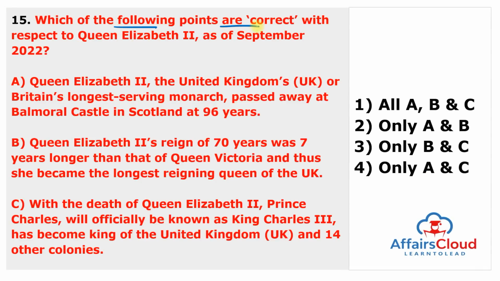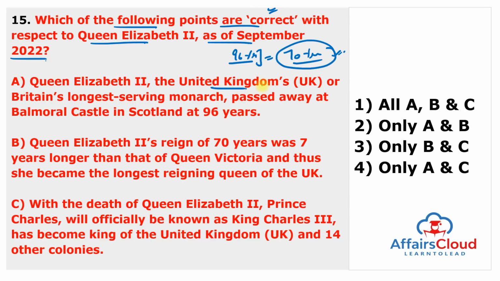Which of the following points are correct with respect to Queen Elizabeth II as of September 2022? So Queen Elizabeth II, the United Kingdom's longest serving monarch, passed away at Balmoral Castle in Scotland at 96 years of age after reigning for 70 years. So just remember, this is very important. Let's read the statements and find out the correct ones.